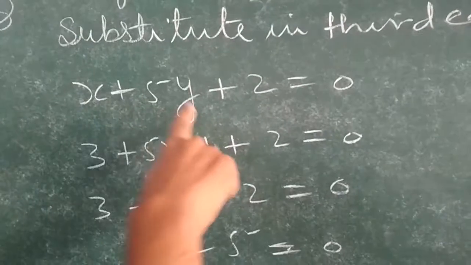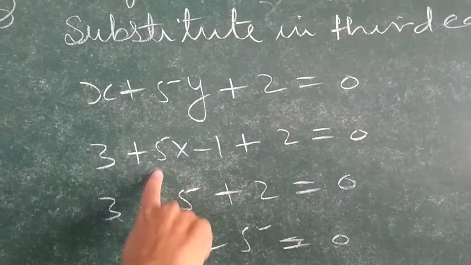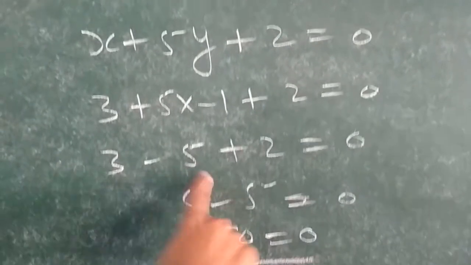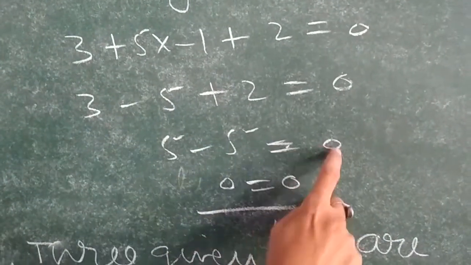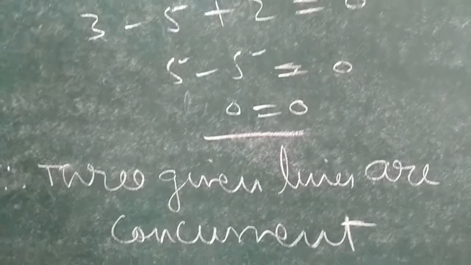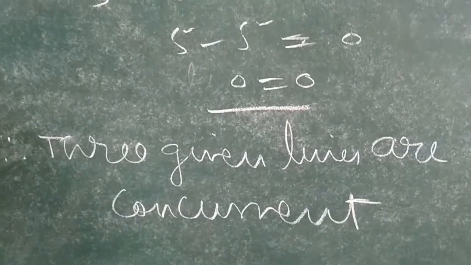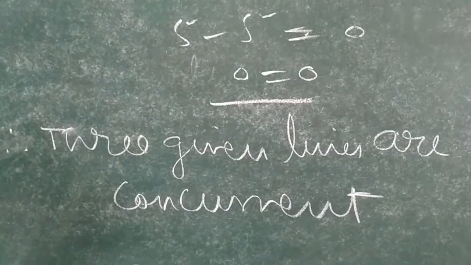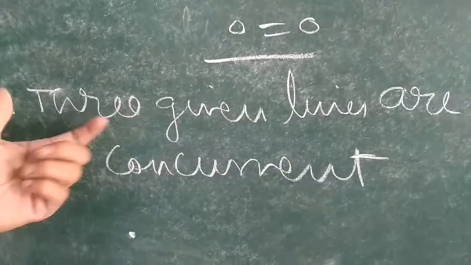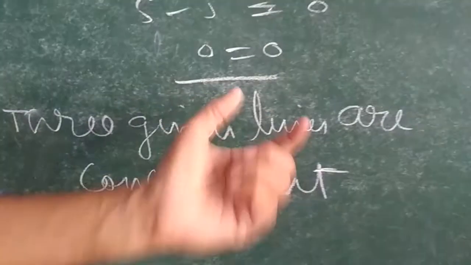x equal to 3, y equal to minus 1. 3 plus 5 into minus 1 plus 2 equal to 0. 3 minus 5 plus 2 equal to 0. 5 minus 5 equal to 0. 0 equal to 0. So you see that this point satisfies the third equation. So we can say that the 3 given lines are concurrent lines. In this way you have to complete the solution.